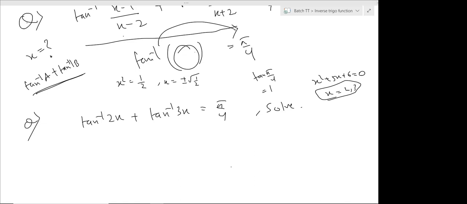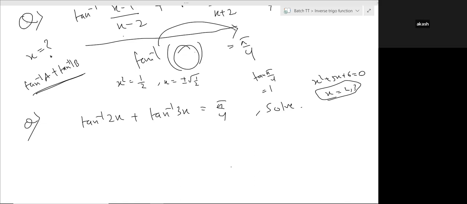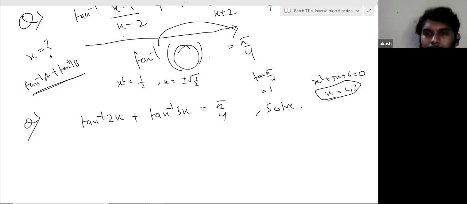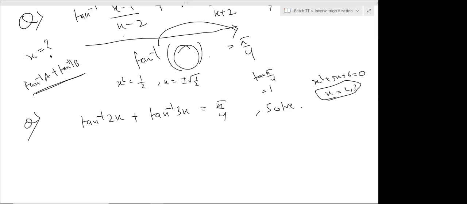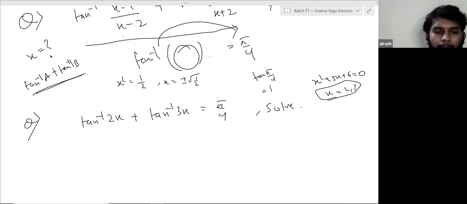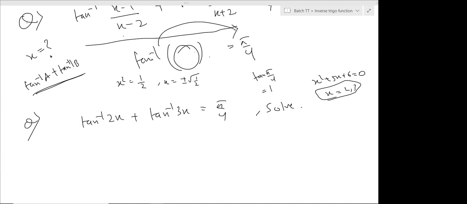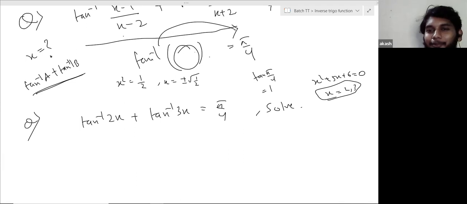Solved it? Yes, sir, I think. All right. So what is the answer you are getting? So x can be 1/6 or x can be -1. Two answers, because it can be a quadratic formula. Right. Actually, I don't have the answer here. So I believe you must be right.